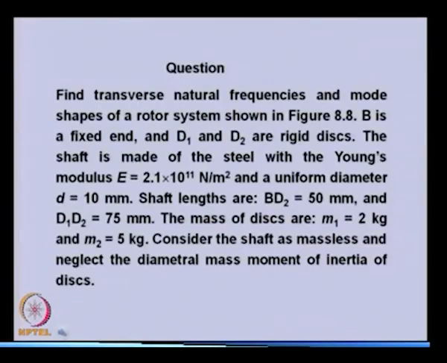Now, we will take up a more complex example in which, instead of one disk, we have two disks in the shaft system, and this is a cantilever rotor system. In this particular case, for simplicity, we are considering only the force and the linear displacement. So, we are ignoring the moment and the angular displacement. Let us see how we can analyze this system.